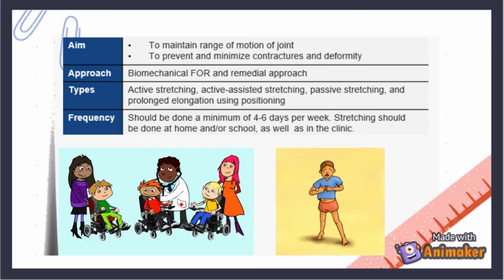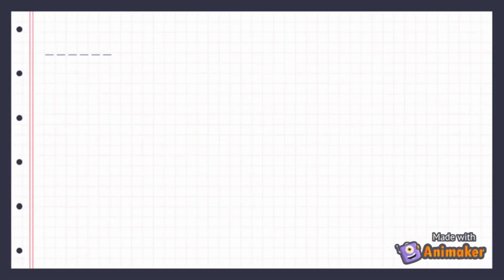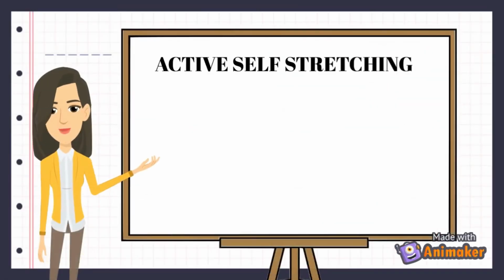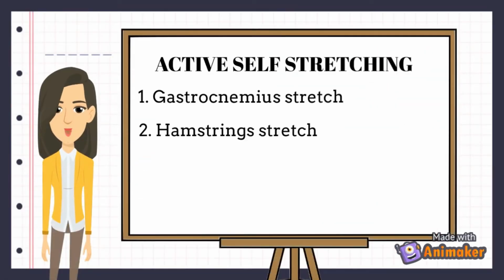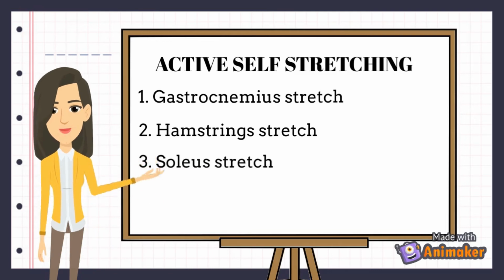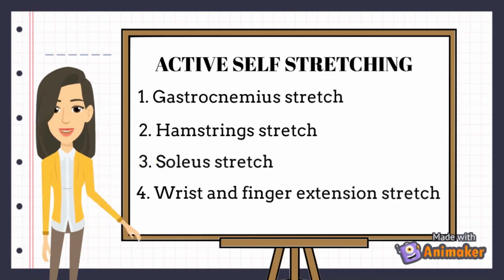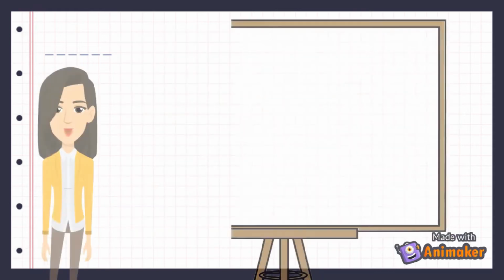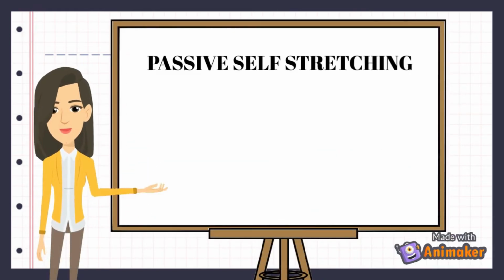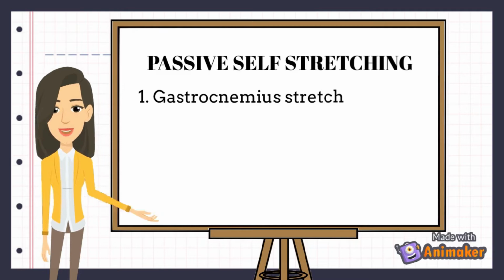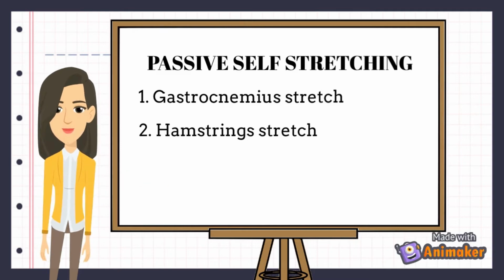For frequency, it should be done a minimum of 4 to 6 days per week. Stretching should be done at home or school as well as in the clinic. These are examples of active self-stretching. Firstly, gastrocnemius stretch. Second, hamstring stretch. Third, soleus stretch. And lastly, wrist and finger extension stretch. Then, for passive self-stretching, there are two examples, which are gastrocnemius stretch and hamstring stretch.